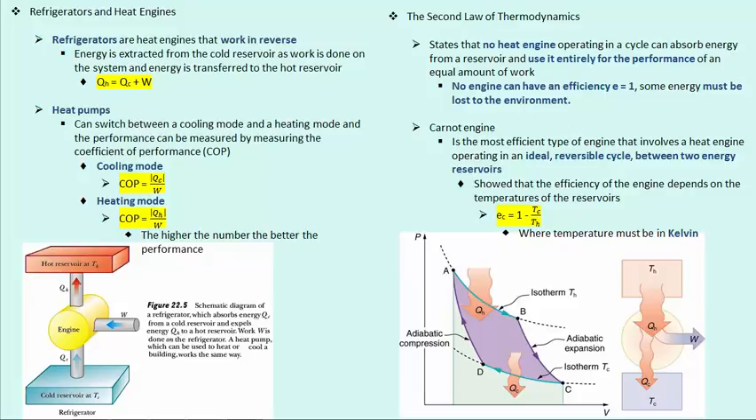Another type of engine we have are heat pumps, which can be switched between a cooling mode and a heating mode, and the performance can be measured by the coefficient of performance. And so, in order to measure the coefficient of performance while the heat pump is in its cooling mode, we would take the absolute value of the energy from the cold reservoir divided by the work done by the engine. And in the heating mode, we would take the absolute value of the energy used in the hot reservoir divided by the work done by the engine.